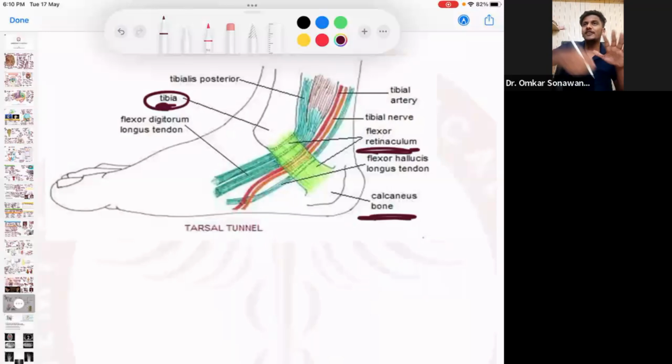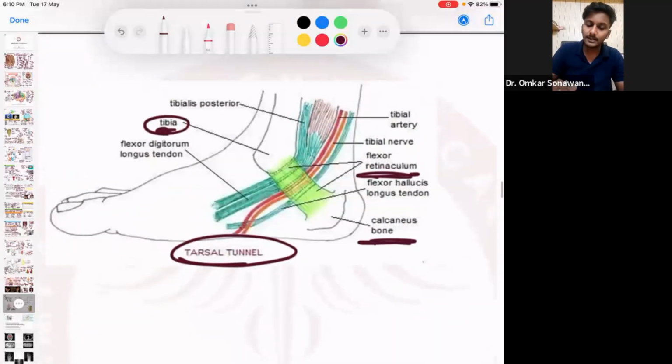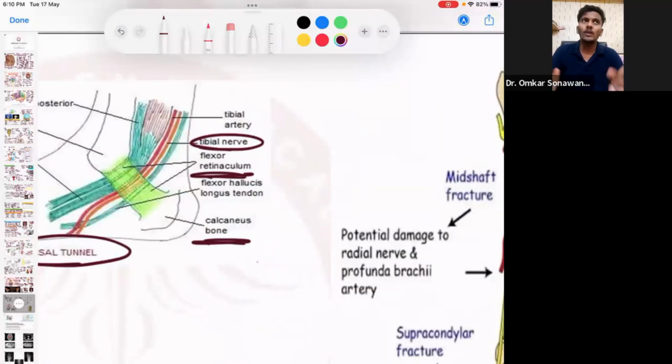The space beneath the flexor retinaculum in the foot is called the tarsal tunnel. And which nerve passes via the tarsal tunnel? Anybody? So the answer is tibial nerve. अगर तुम्हारे पास tibial nerve option में नहीं है, you have anterior tibial nerve and posterior tibial nerve. What would you mark? You will mark it as the posterior tibial nerve. No issues with this, anybody?